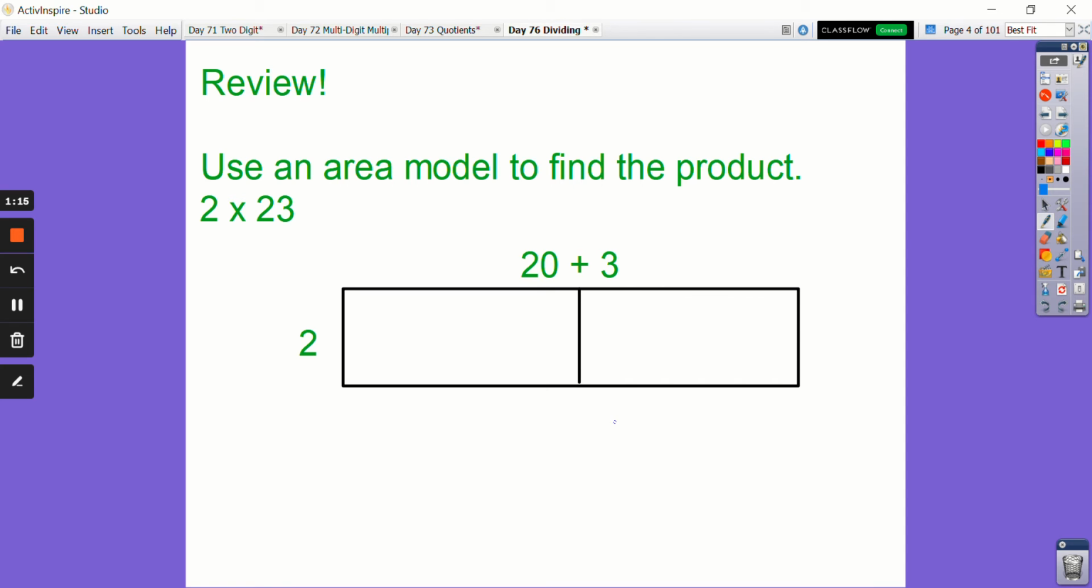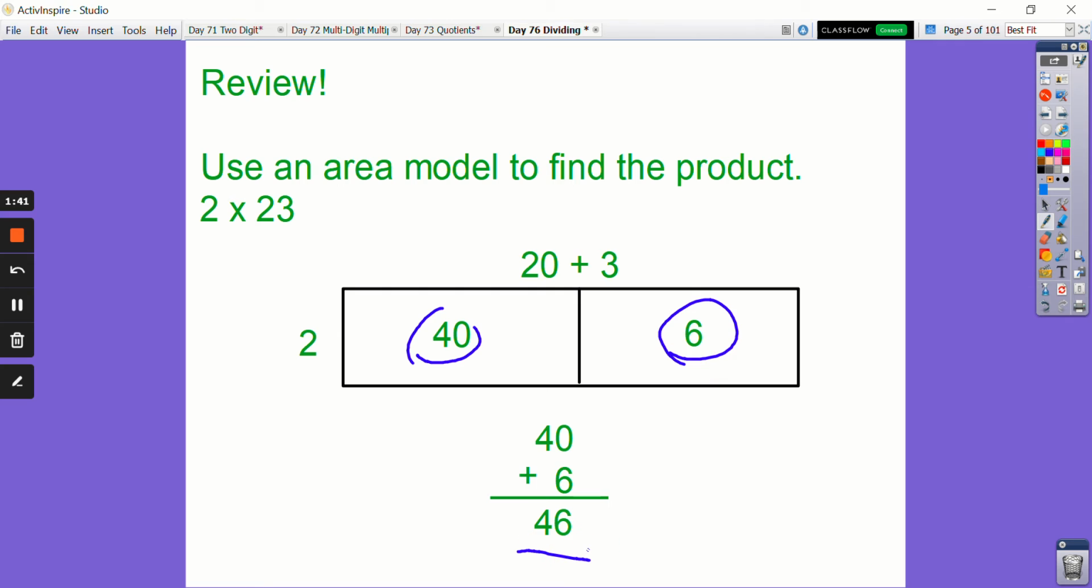Okay, next skill, review of an area model. We're going to look at our area models. It's going to look a little bit different today, but we're going to review this. So we know in our area model, we break up the 23 just like we did with expanded form. So we have 2 times 20, which is 40, and 2 times 3, which is 6. And when we put these together, we add these up, we end up with a product, an answer to our multiplication problem of 46.